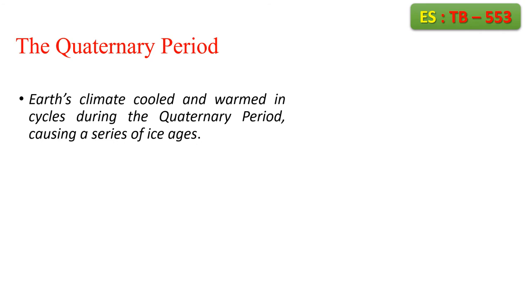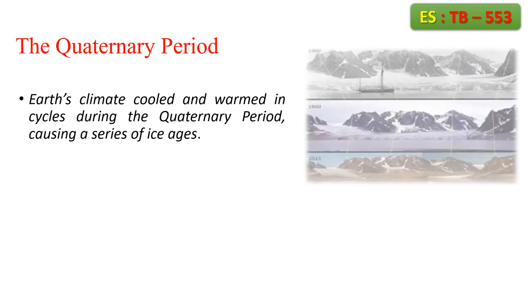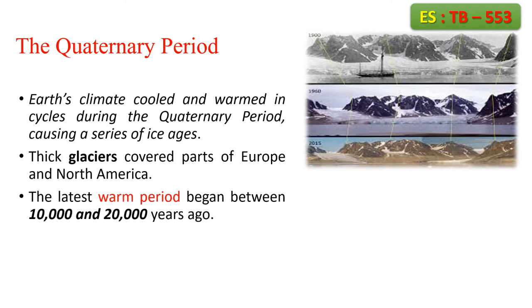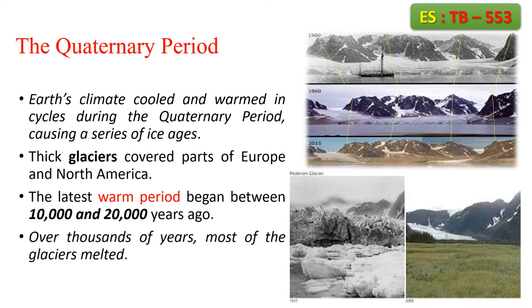Now let us discuss the last period in the Cenozoic era, the Quaternary period. Earth's climate cooled and warmed in cycles during the Quaternary period, causing a series of ice ages. Thick glaciers covered parts of Europe and North America. The latest warm period began between 10,000 and 20,000 years ago. Over thousands of years, most of the glaciers melted.